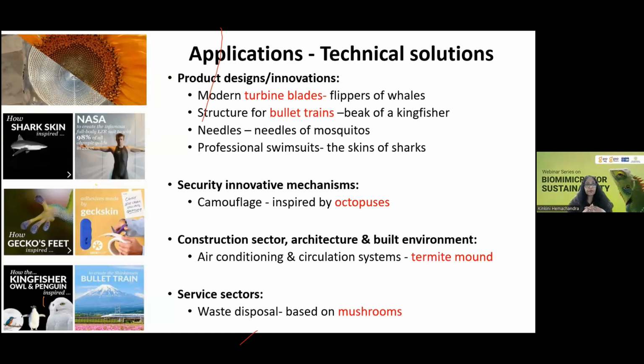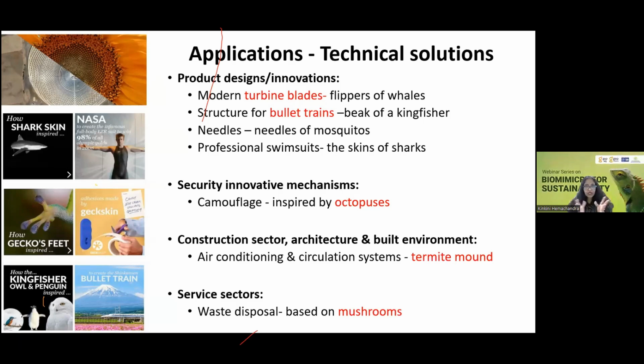Say, for example, product design. I think Professor Ranjit's speech yesterday, he talked about the bullet train example in Japan. How did they manage to increase the efficiency of the bullet train, and also how did they manage to reduce the noise pollution of the bullet train? So that was inspired by the beak of the kingfisher.